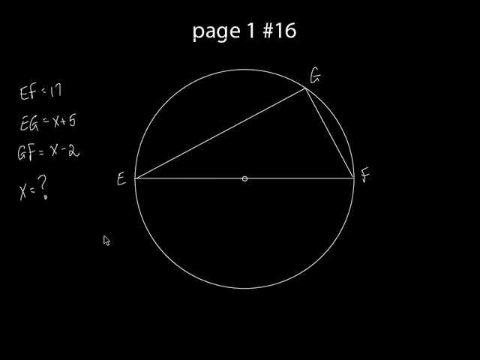Let's do this one. You've got a circle. EF is a diameter, and G lies on the circle. And what we've done, we've made a triangle right here. So here's your diameter. I've connected E to G and G to F. This is the way that it looks in the book.